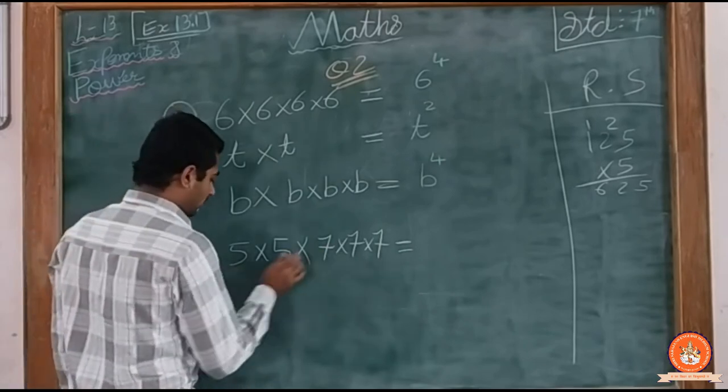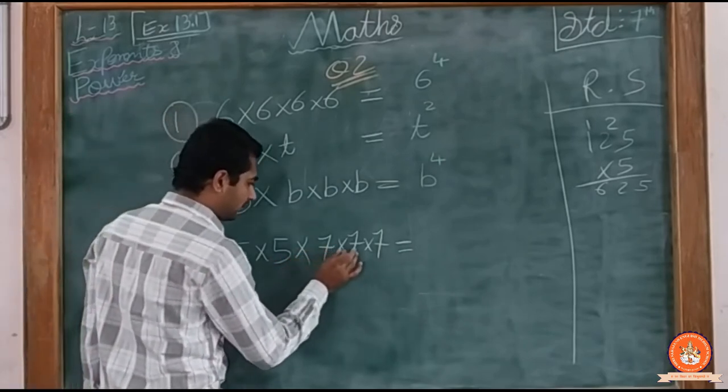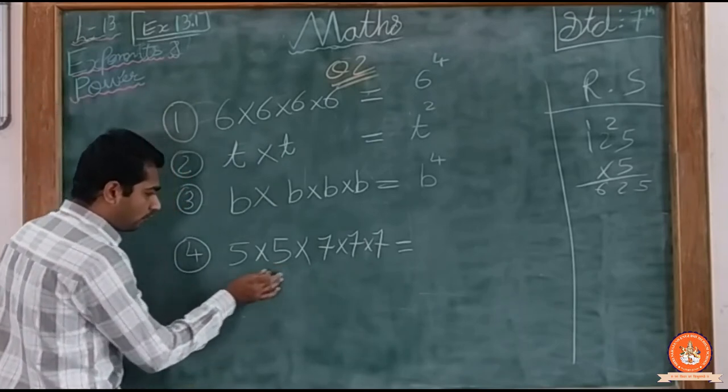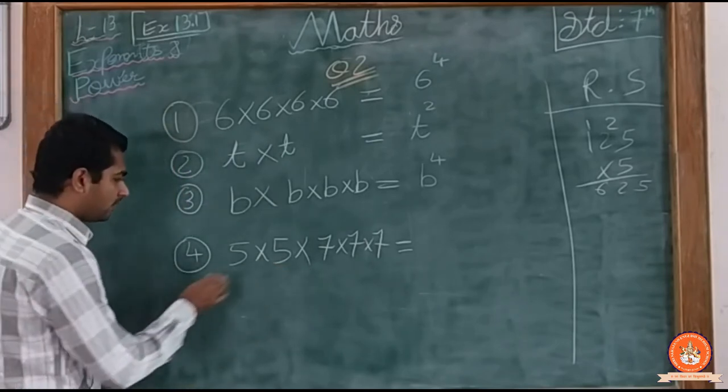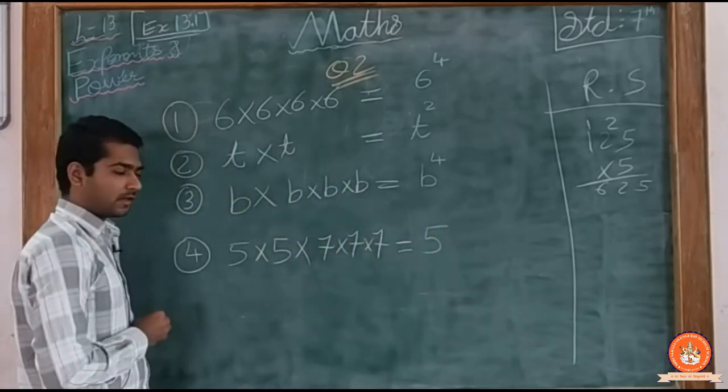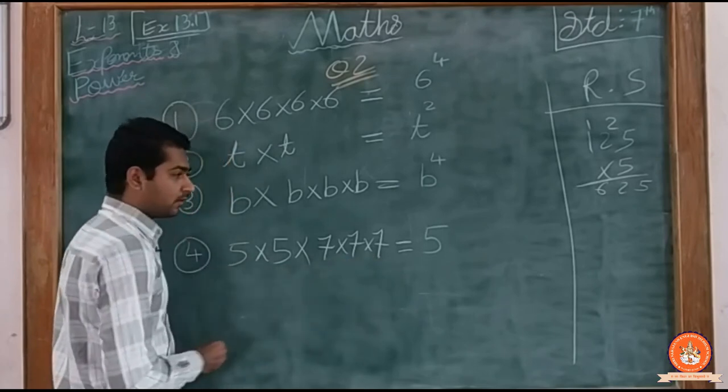Now coming to this, 5 into 5 into 7 into 7 into 7. So what do you have to do? First we will see how many digits are similar. So here is 5. Okay. Then there is 7. So we will multiply.